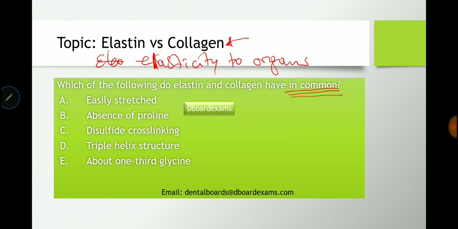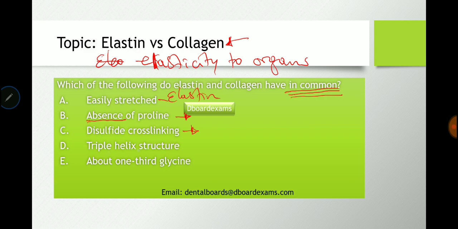Easily stretched? Collagen, no. So this is only elastin. So A is only elastin. B, absence of proline. No, both of them have proline, so the absence here makes it wrong. Is there sulfide cross-linking? Not necessarily. Mostly it's glycosylation and hydroxylation that cause cross-linking.